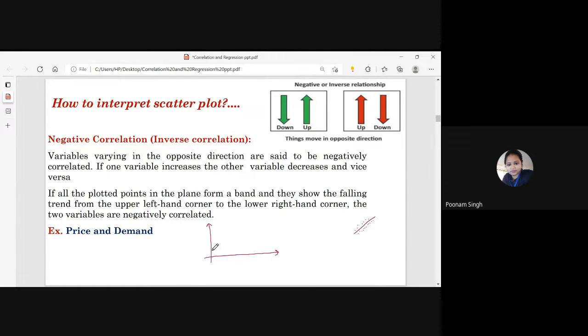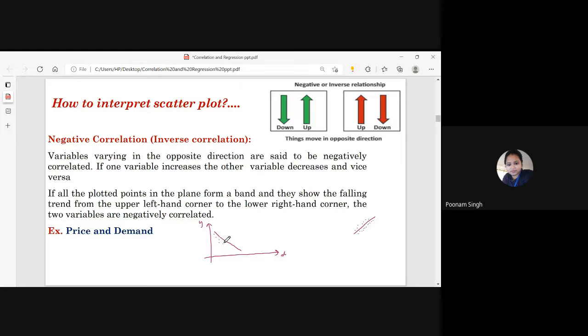And when we talk about the scatter plot, if there is inverse correlation, it means that if one variable increases, then the other decreases. The relationship between x and y will be of something this kind. So if all the plotted points in the plane form a band and show a falling trend from the upper left hand corner to the lower right hand corner, then the two variables are negatively correlated.